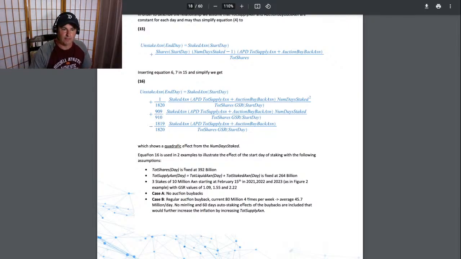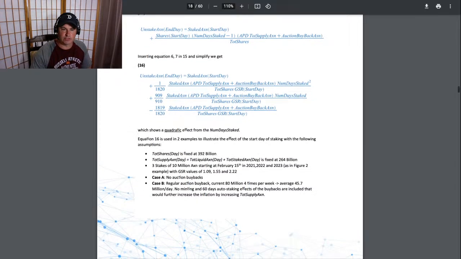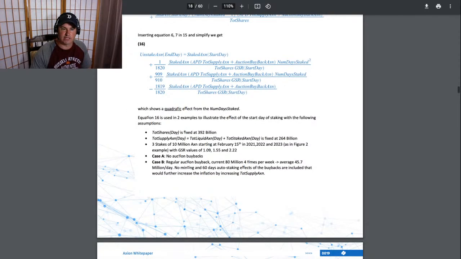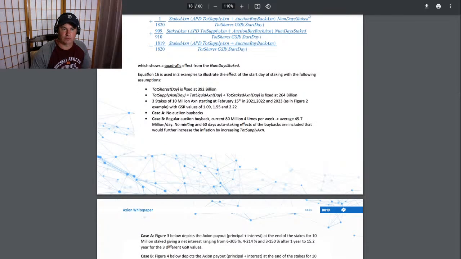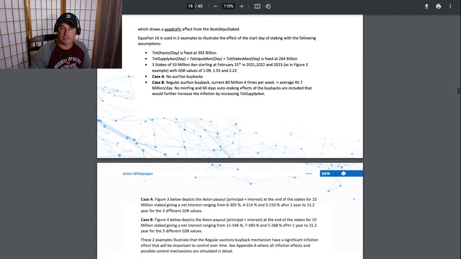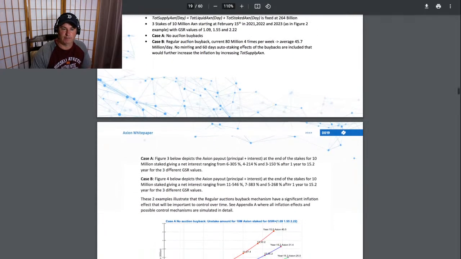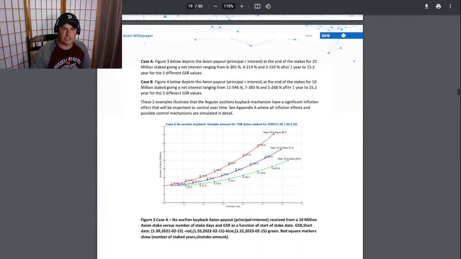So that's pretty cool. It's not quite as strong as exponential, but it's pretty big. Equation 16 is used as 2 examples to illustrate the effect of the start of a day of a stake with the following assumptions. So not sure if we'll go through that. You can read those scenarios there in your own time, but let's go to the chart and see what they have.